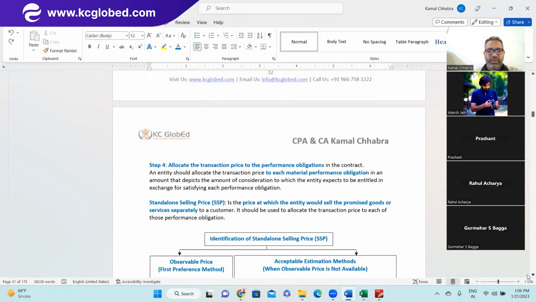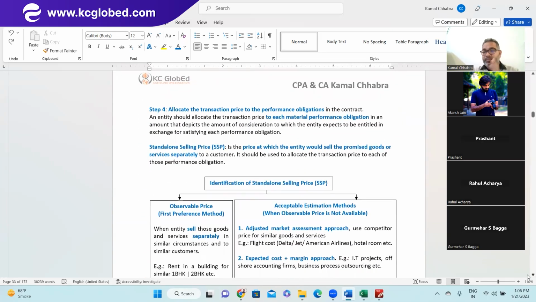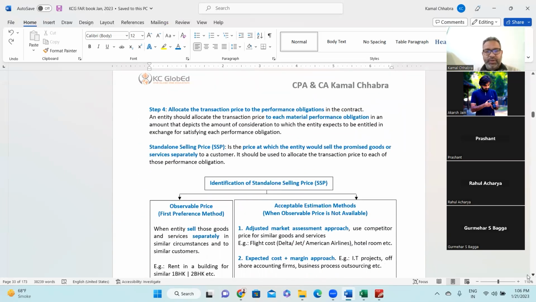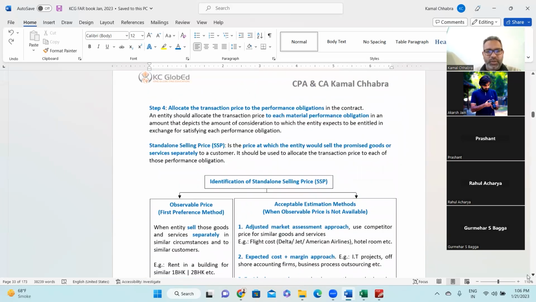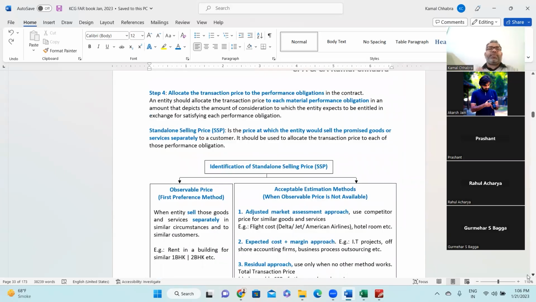Cool. So shall we jump into the fourth step? Everyone ready to dive in? Fourth step, allocation of transaction price. The small one, quick one. We can finish today. So first step is identification of contract. Second is identification of performance obligation. Third is identification of transaction price. Now it's time to allocate the transaction price to the performance obligation, right?